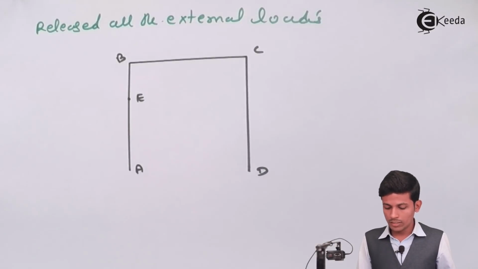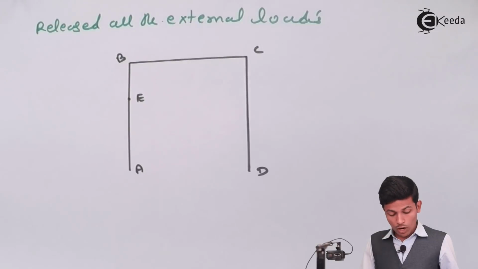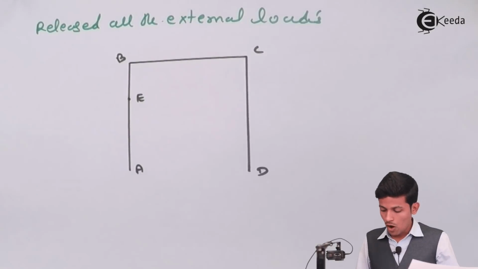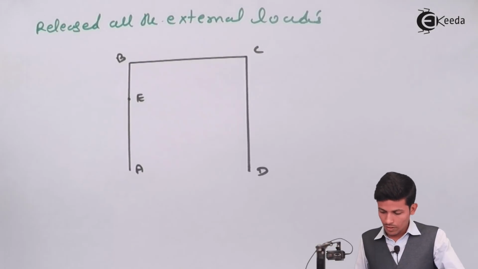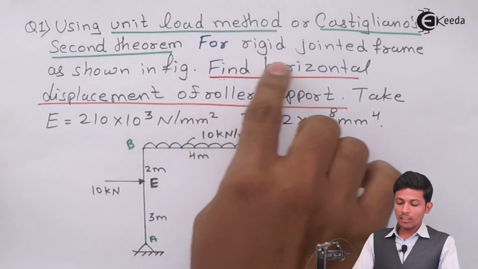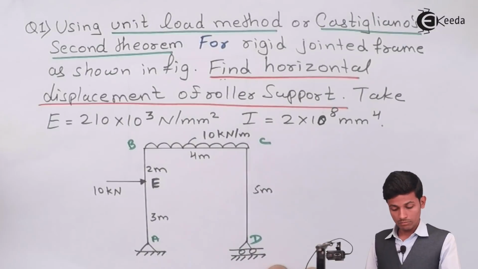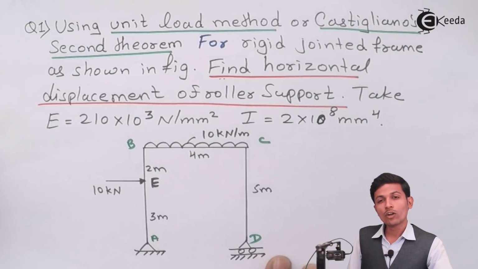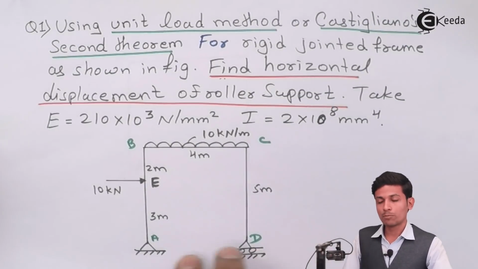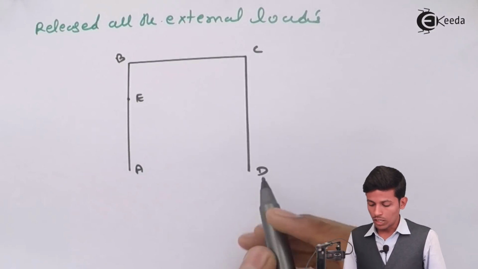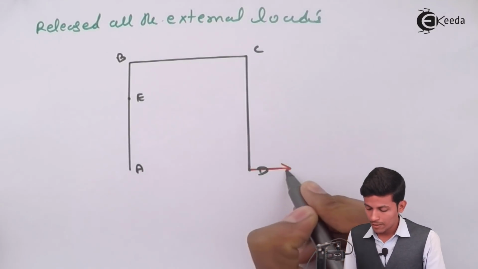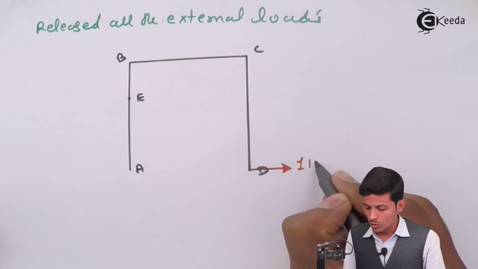Now read the question carefully first. It asks to find the horizontal displacement of the roller support, which means we have to apply 1 kilonewton horizontally at the roller support. The roller is here, so we have to apply 1 kilonewton horizontally here.